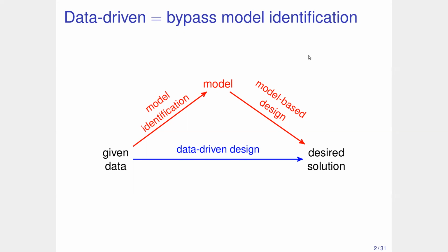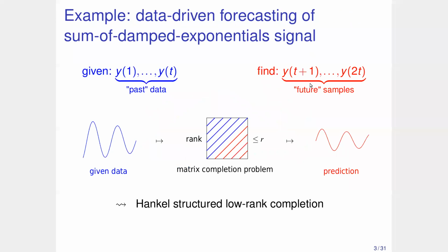This presentation is about the direct path in blue, which goes from the given data without parametric modeling to the desired solution. And low-rank approximation methods play a key role in this problem. One approach is illustrated here on an example. So if we have a data-driven forecasting problem, we are given past data of a time series in blue, and we want to predict the future values in red.